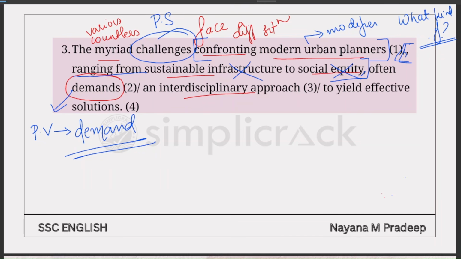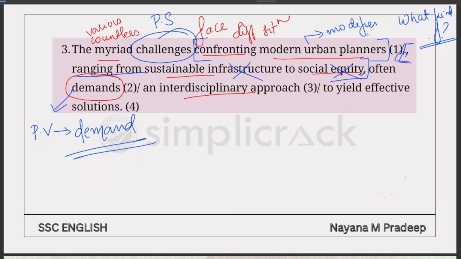Now, if the examiner were to give you the sentence like this, the myriad challenges often demands an interdisciplinary approach, you can very simply identify challenges as the main subject and demands as the verb, which is wrong because they have to use a plural verb. It is very easy. You can find the answer in less than 5 to 10 seconds. That is why they have added all these other phrases, modifiers, descriptions, etc. in order to confuse you.